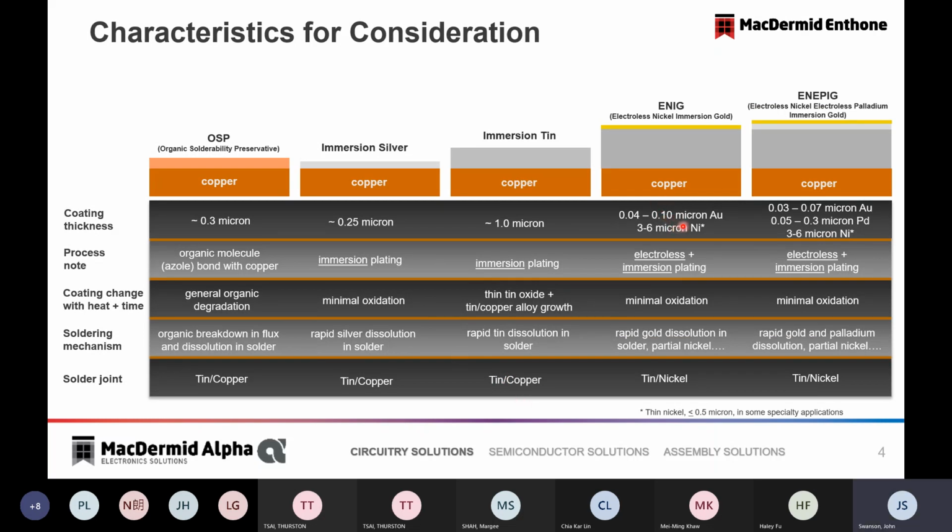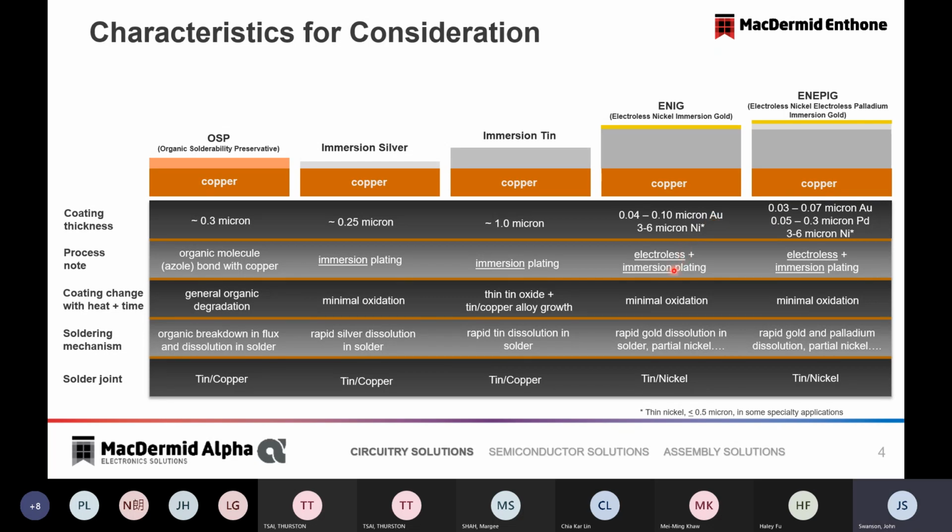For the nickel, we typically have 3 to 6 microns in thickness of nickel. As you see here, I have a highlight saying there are some specific applications out today where thin nickel is used. In certain situations, for example high frequency RF applications, we see some choices of thin nickel, but basically the most common is the 3 to 6 microns of nickel, followed by, in the palladium case, 0.05 to 0.3 microns of palladium, and a very thin gold top coat or top finish.